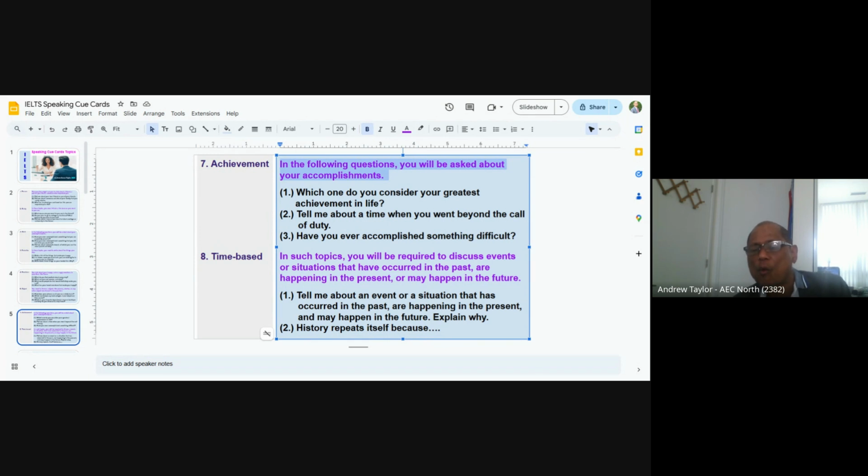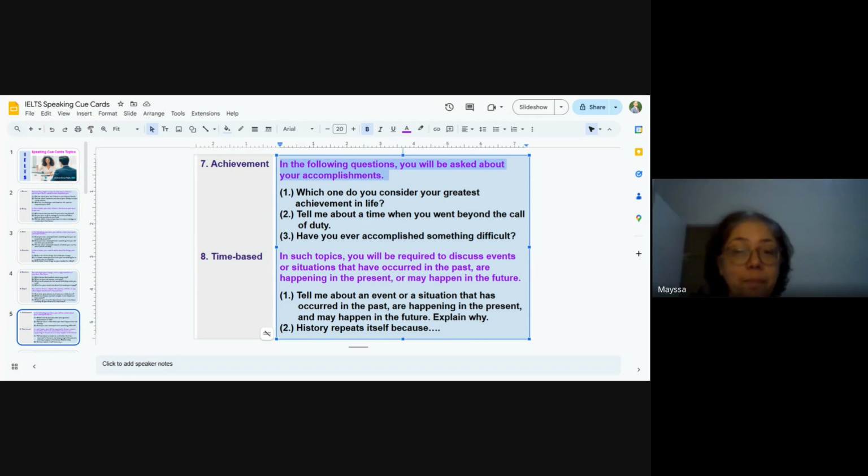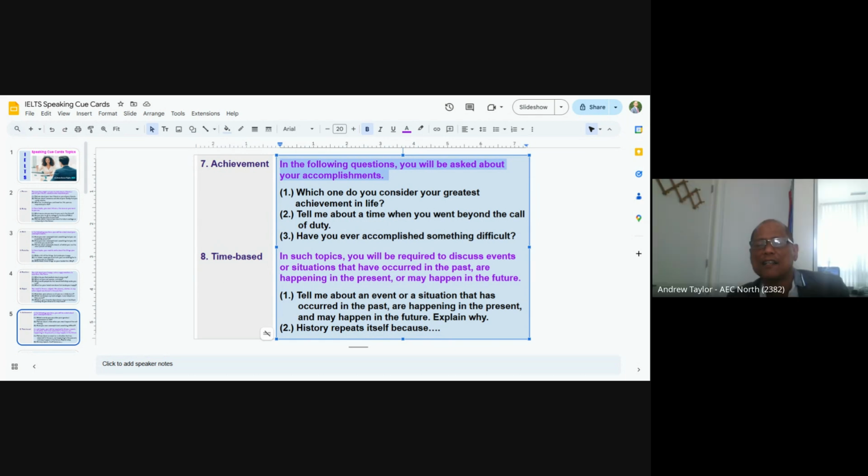History repeats itself because we people do not learn from our mistakes. And then continue explaining. You cannot stop there. Number 8 is not easy, because you have to come up with something that happened in the past, is happening right now, and will happen again in the future. You have to make an example of something realistic. It doesn't have to be about you. It could be about your family, your country, or the world. For example, there was World War I, and then there was World War II. Why? Because we never learned. We keep repeating the same mistakes.